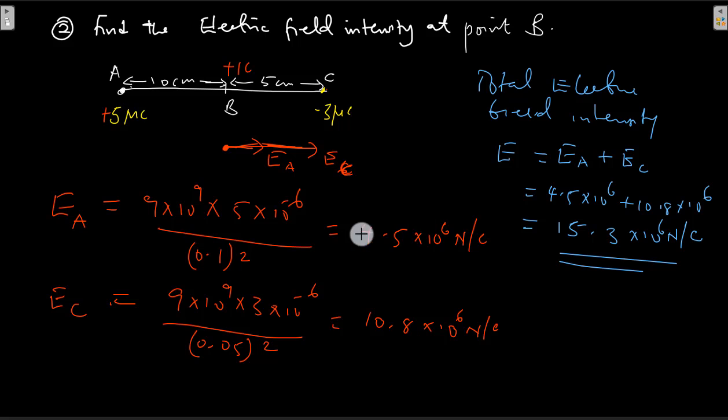I forgot to do this often. So this is to the right. Also, this is to the right. So all the forces are pointing to the right. So our final answer also is 15.3 times 10 to the 6th power. This is to the right. By convention, all forces to the right are positive, forces to the left are negative.